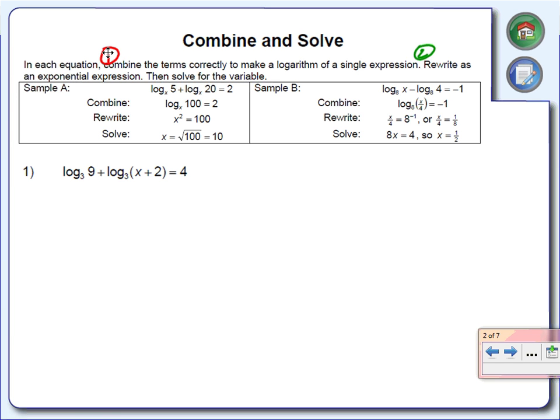Matter of fact, we have a little quiz over that. And then once we have that exponential equation, finally we're going to go ahead and solve for the variable. So those are the three steps that we're going to be using today. All right, so let's go ahead and get started.